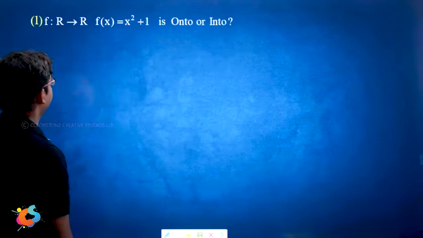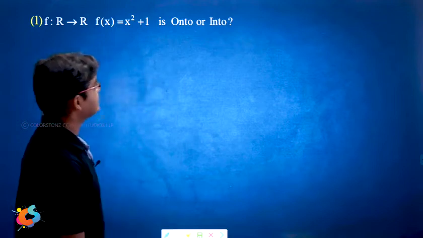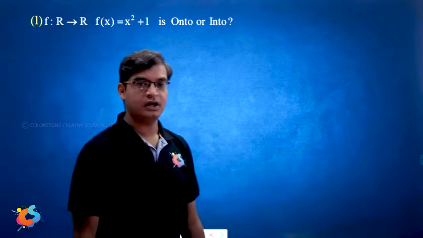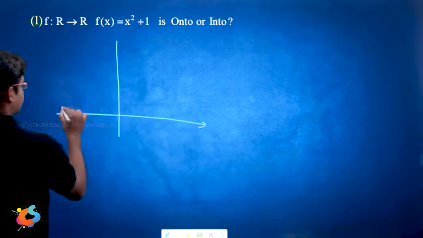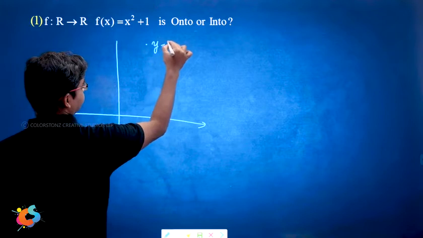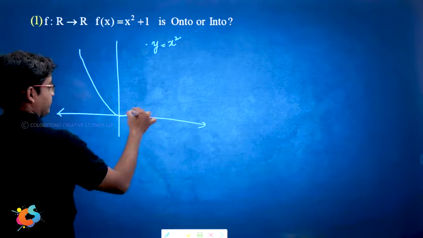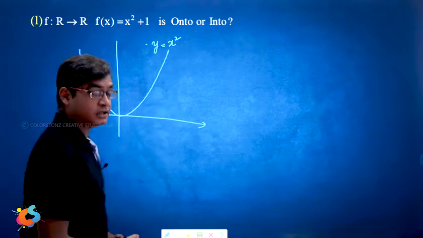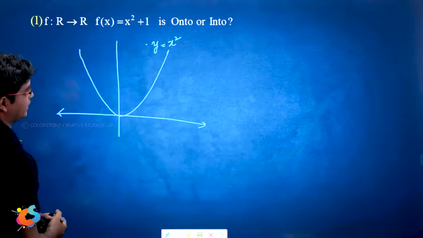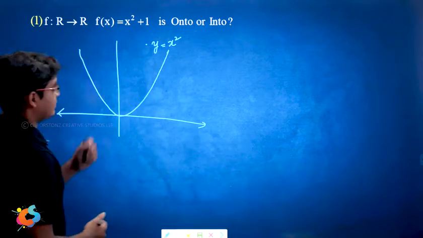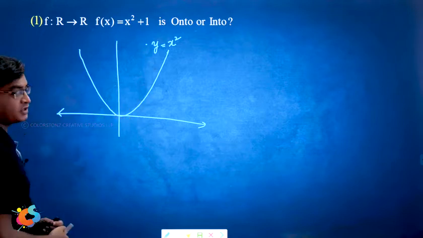f maps from R to R, f of x is equal to x square plus 1. Is it an onto or into function? Okay, so let us do it using graphs. We know the graph of y is equal to x square. How is the graph of y equal to x square? It's a parabola. This we have learned in the parabola chapter, in the functions chapter of class 11, right? So now we should know what the y equal to x square graph is. It is a parabola which is upward and passing through the origin.